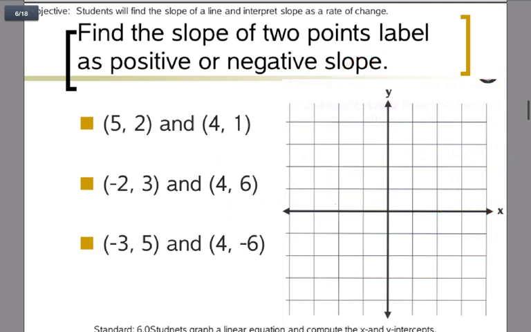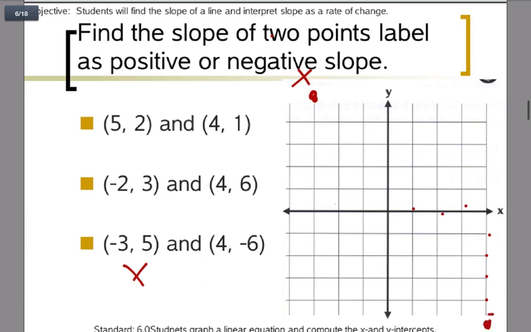let's do negative 3, 5. So negative 3 up 5, it's about right there. We'll call this point X. And then 4, negative 6. 1, 2, 3, 4. Negative 6. 1, 2, 3, 4, 5, 6. Down nice and low.